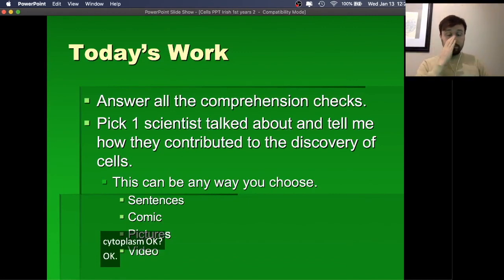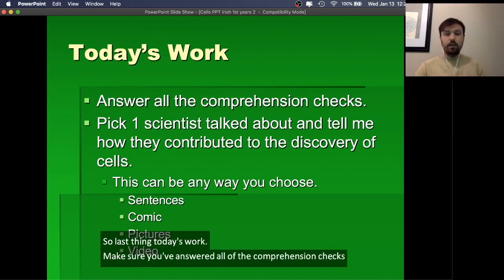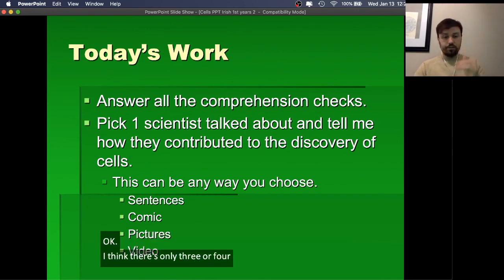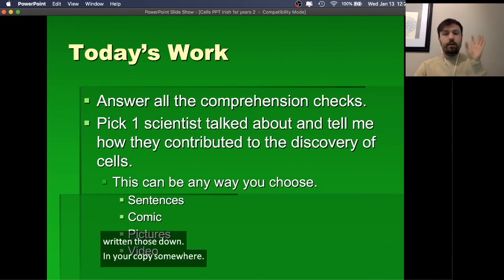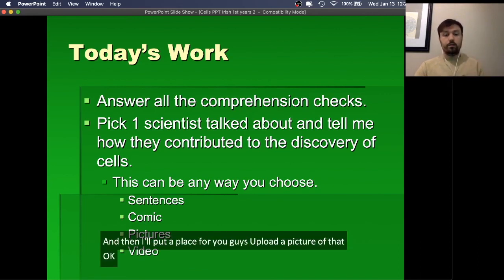So last thing, today's work. Make sure you've answered all of the comprehension checks. I think there's only 3 or 4 of them. Make sure you've written those down in your copy somewhere, and then I'll put a place for you guys to upload a picture of that. Or put it on a Google Doc and answer the questions that way.